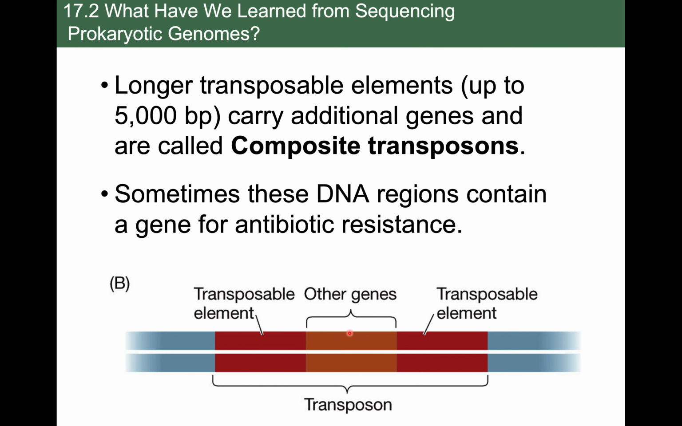So imagine in a bacterial genome you have a gene for antibiotic resistance here, right? All of a sudden you're creating copies of that gene that may be able to mutate and evolve and give that bacteria the ability to be resistant to multiple antibiotics.